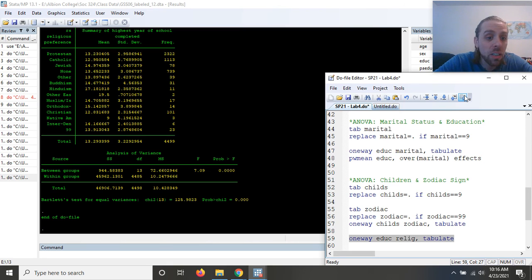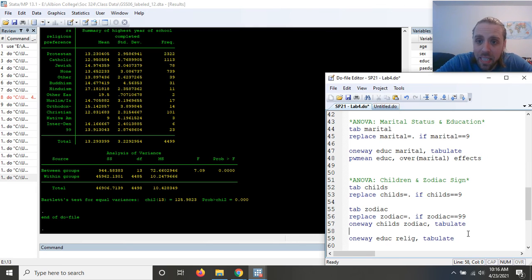Either way, there's actually a ton of within group and between group variation here. The F test is 7.09 and the probability value 0.0000, far less than 0.05. And that tells me with well over 95% confidence, I reject the null hypothesis and I conclude that there is a significant association between one's religion and the number of years of education that they obtain.